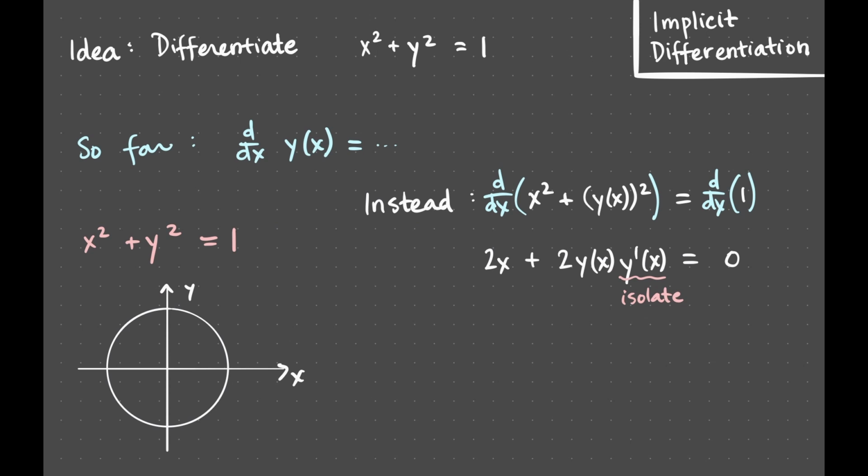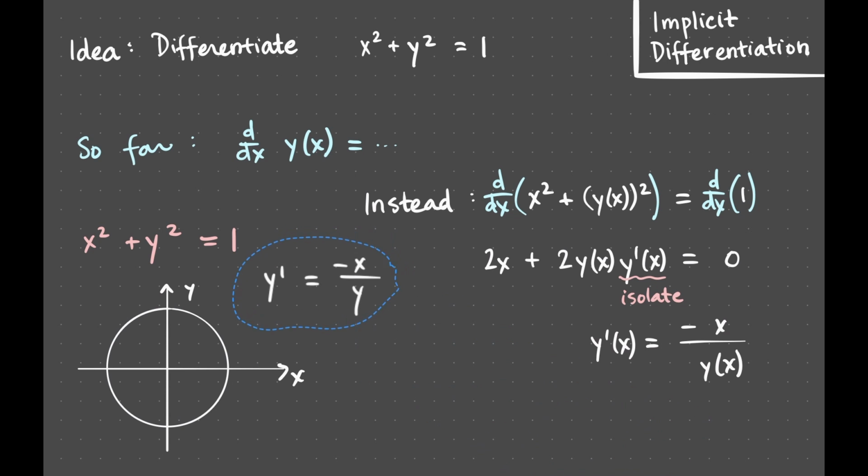Treating y prime of x as a variable, we could try to isolate it. To do so, we could first subtract 2x from both sides, and then divide by 2 times y of x. What we obtain then is y prime of x equals minus 2x all over 2 times y of x, or minus x over y of x. At this point, it's common to omit the dependence on x from this expression, so we'll often just write y prime equals minus x over y.